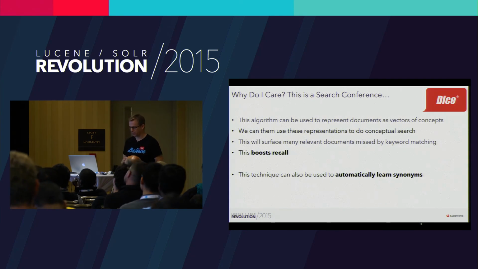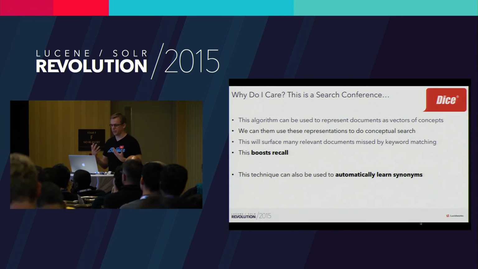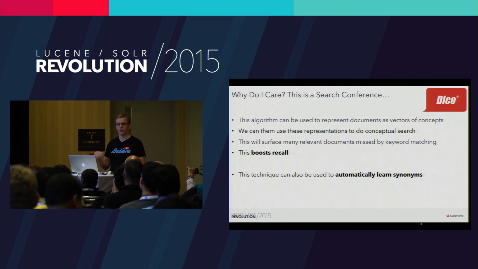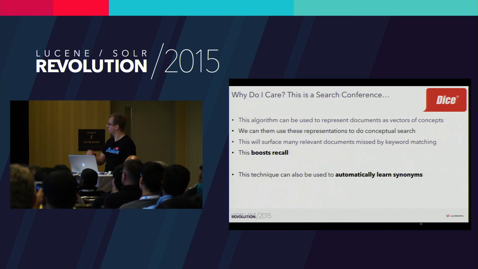Well, as I mentioned, this algorithm can be used to represent documents as vectors or concepts, and we can use that to configure conceptual search. We can do this by learning vectors for words and then learning which words are related to one another, and we can boost the recall, which, as I mentioned, was the main goal of this. One way you can think of this is as a way to automatically learn synonyms.